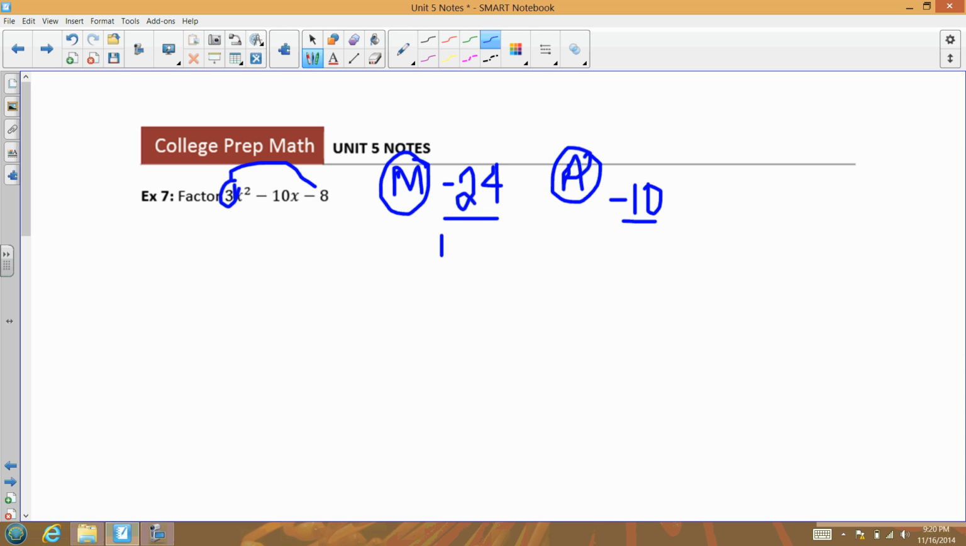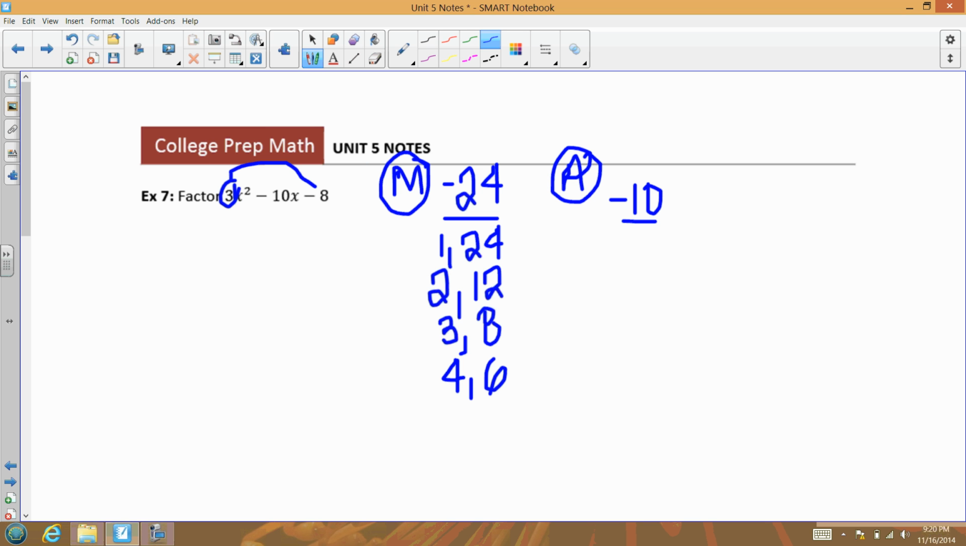So 24, I have 1 and 24. Notice I'm not putting the negatives because we'll figure that out when we do the add part. 2 and 12, 3 and 8. I always just go in increasing order. So like 1 times 24, 2 times what? 3 times what? 4 times 6, 5 doesn't work. And then you get back to 6, 6 times 4, and then it just starts repeating. So that's how I know I have all my factors.